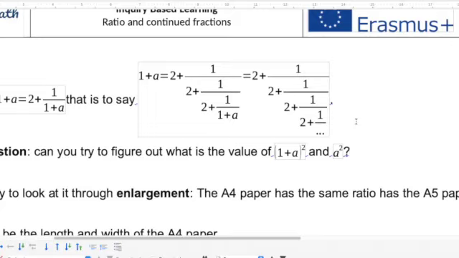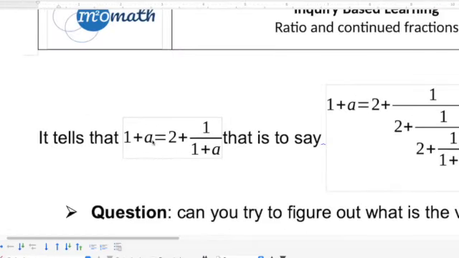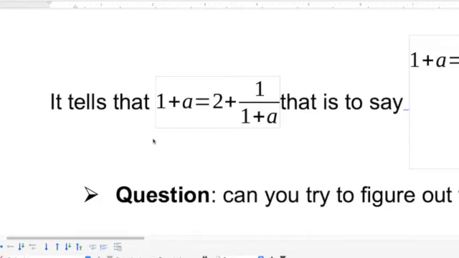There is kind of a monster here, you see. I mean, you should approach this with a little bit of caution, all right? But can we give a meaning to this? And yes, we can, because it tells you that this number fulfills this equation: 1 plus a is equal to 2 plus 1 over 1 plus a. Because each time you can plug in, where there is 1 plus a, you can plug in 2 plus 1 over 1 plus a. And you can do it infinitely.